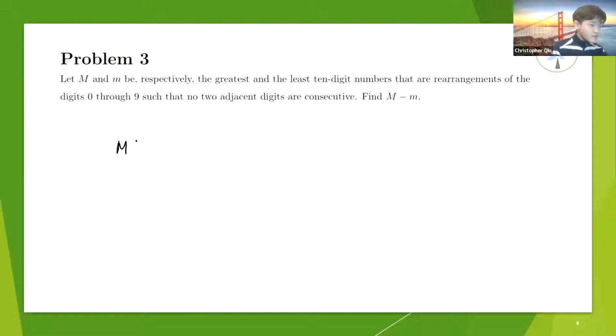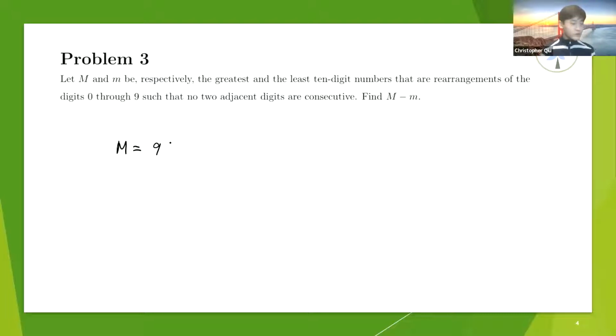So for this number, we want to make it as large as possible while still having each of the digits 0 through 9 occur exactly once, and no two digits that are adjacent are also consecutive. So first, if we want to maximize what this big M is, we want to start with the digit 9. Because if we use any other digit like 8, we'll have a smaller number, and we want to find the greatest number. So we'll start with 9.